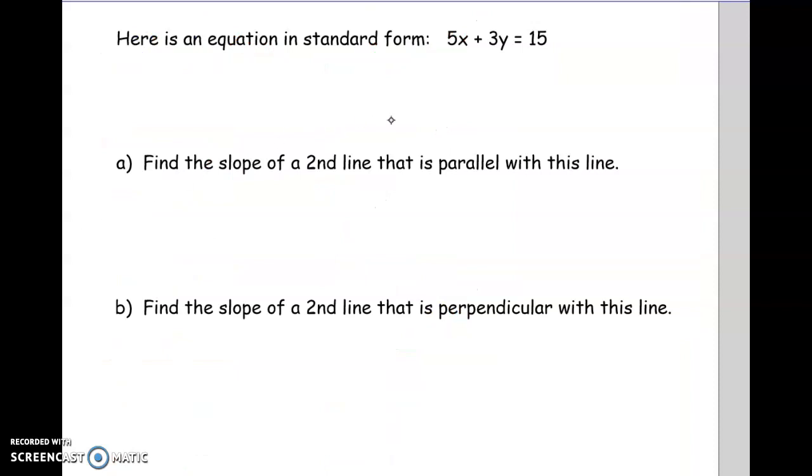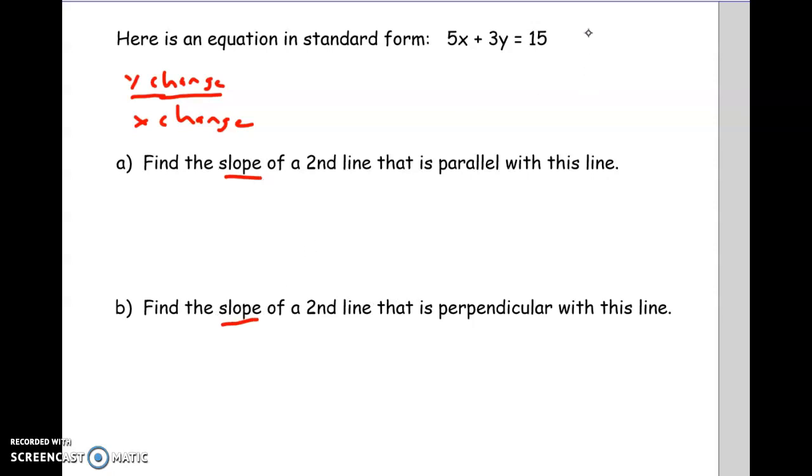Okay, so next up, we're not doing equations yet. We just want to do the slope, right? Remember, the slope is a ratio of the y change to the x change. So we're not doing a full-blown equation. This is just asking us, given a line, to find slopes for a parallel line and slopes for a perpendicular. So it's just asking about slope.